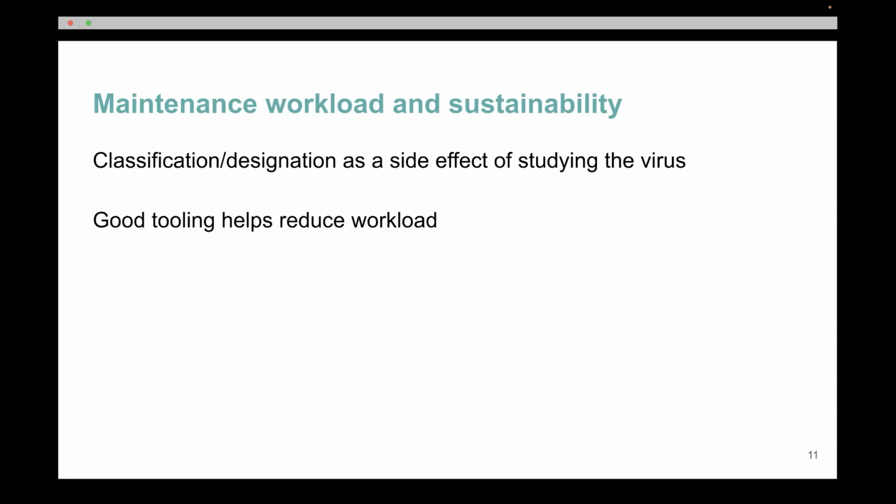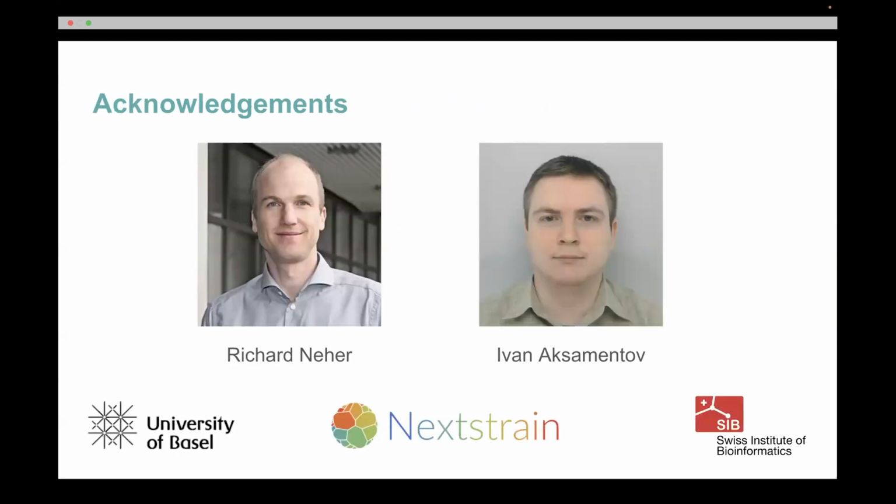So I don't see that as a very big issue, as long as there's good tooling to make it easy to designate. Those are some things I did quite early on when I started designating. I just tried to make it very easy, a couple of seconds, to designate something new. And in the end, Nextclade is the work of Richard's brainchild, and Ivan Aksamentov is a fantastic developer who's been doing a lot of the great computational work to put that in practice. Yeah, thank you very much.